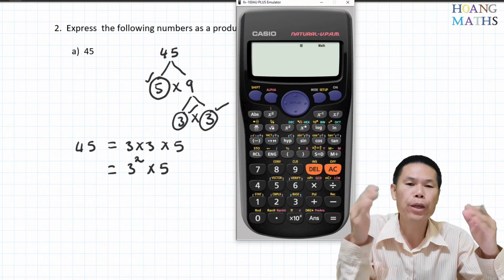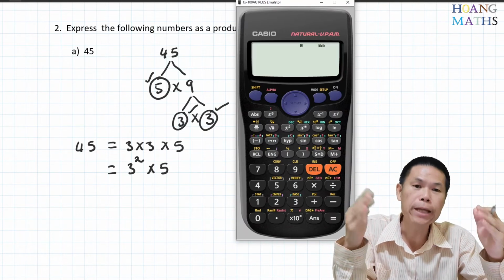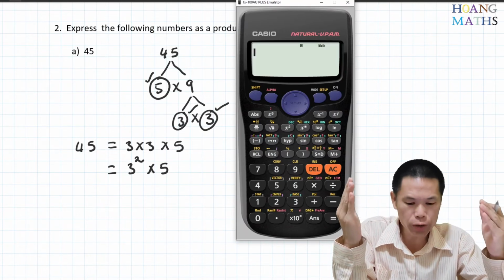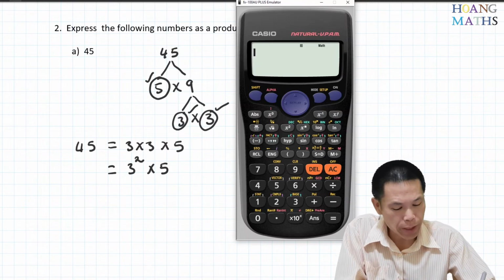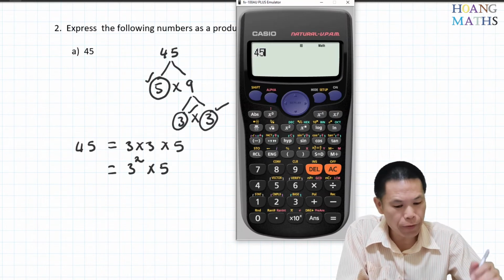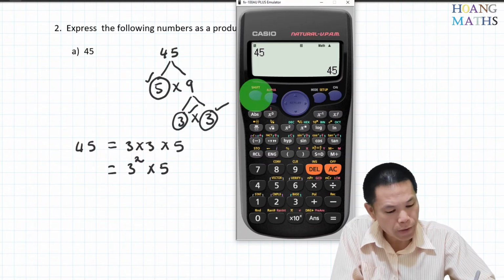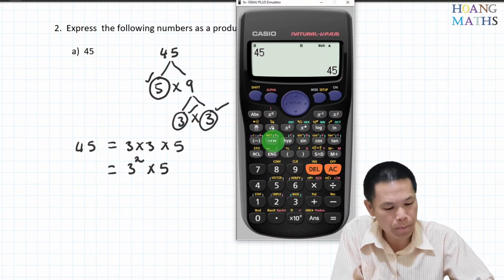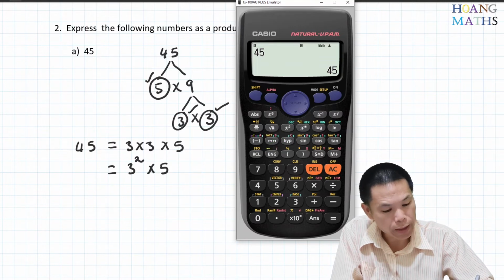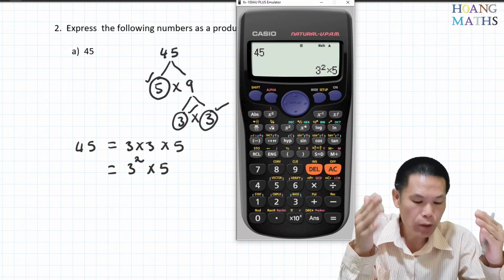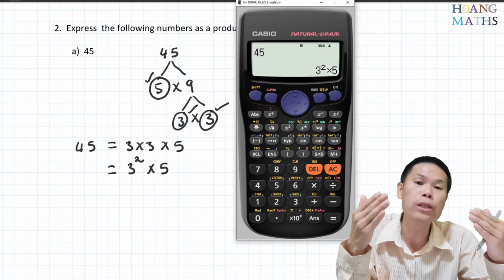Of course, you can also use a calculator to check whether you get it right or wrong. All I need to do is type 45, then press equal. Then I press shift fact, which is under the bubble button, underneath the square root sign. So press that. 45 is 3 squared times 5.